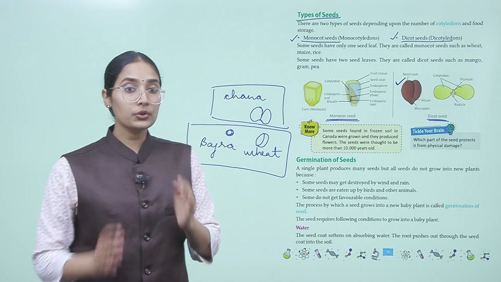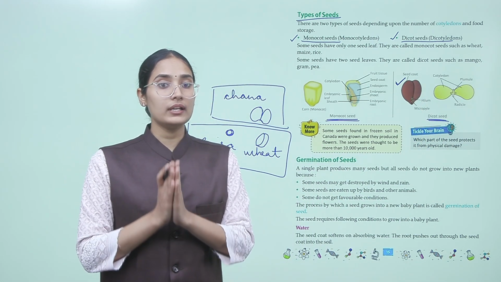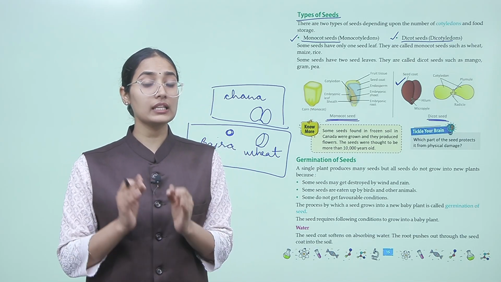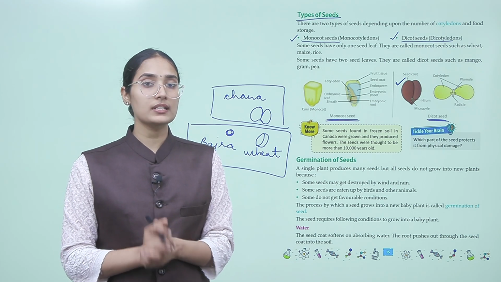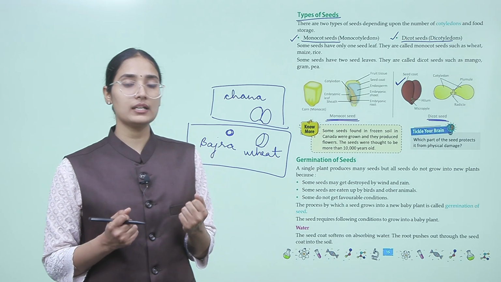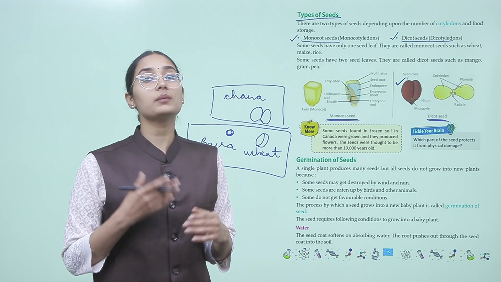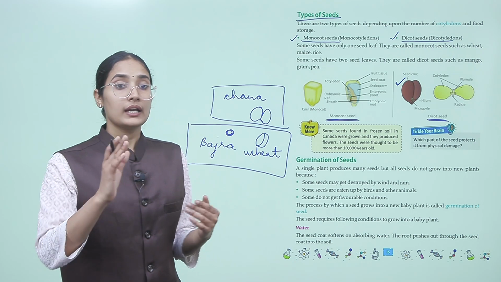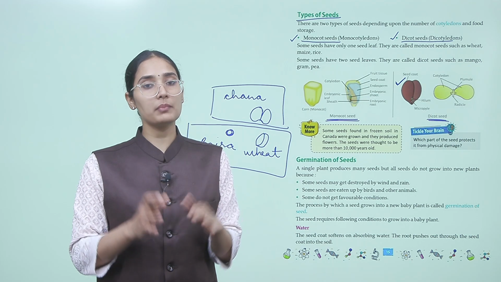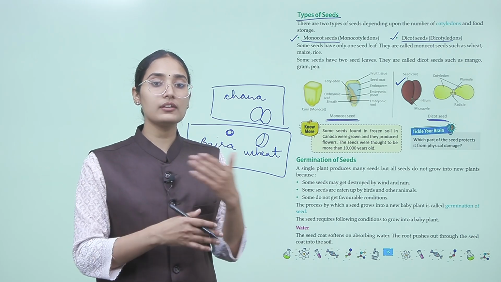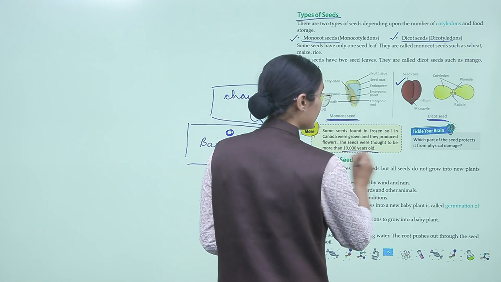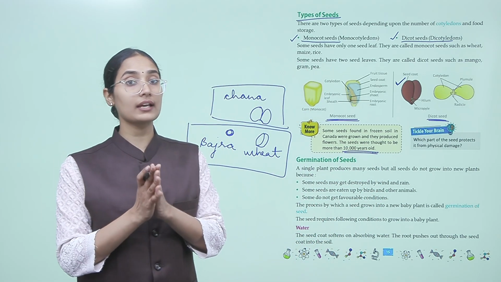Alright. Do you know some seeds found in frozen soil in Canada were grown and they produced flowers? The seeds were thought to be more than 10,000 years old. So basically students, seeds have stored food in them, right? So that they can grow anytime when they get a favorable environment. In Canada, there was a frozen soil where seeds were there, right? And many years after, they produced flowers. Basically, they grew. And this happened after 10,000 years, right? So this can also happen.